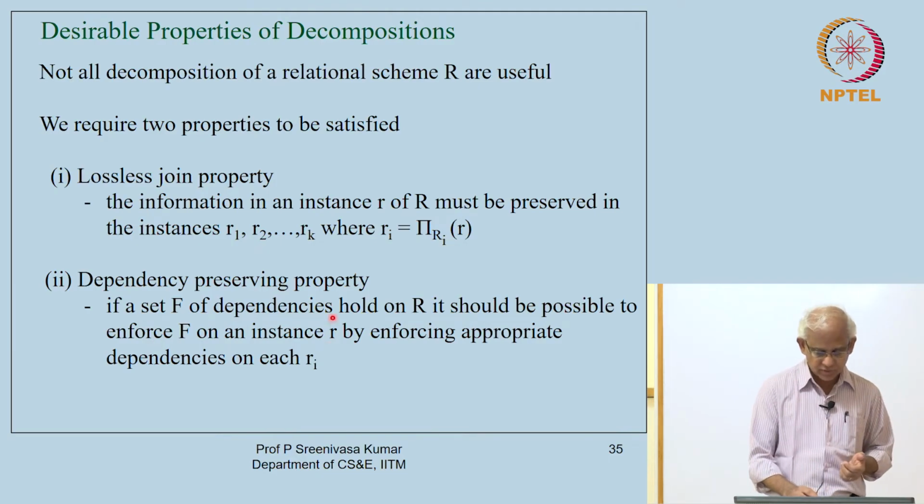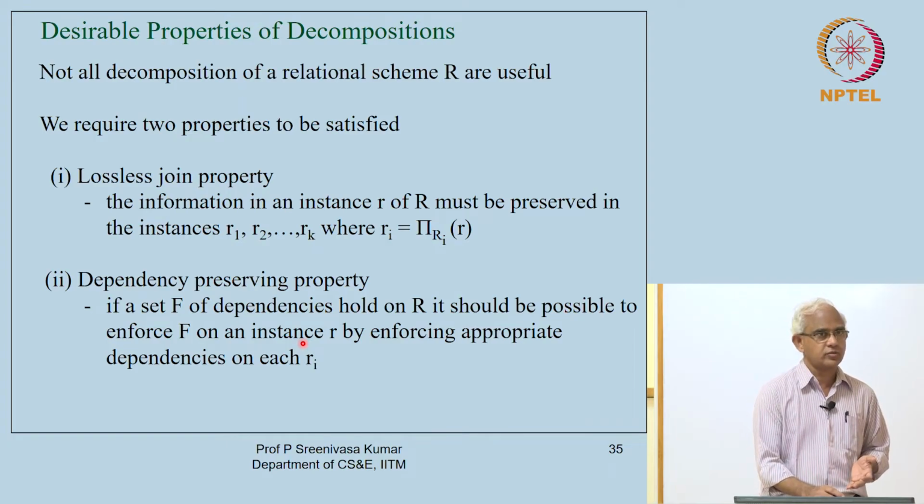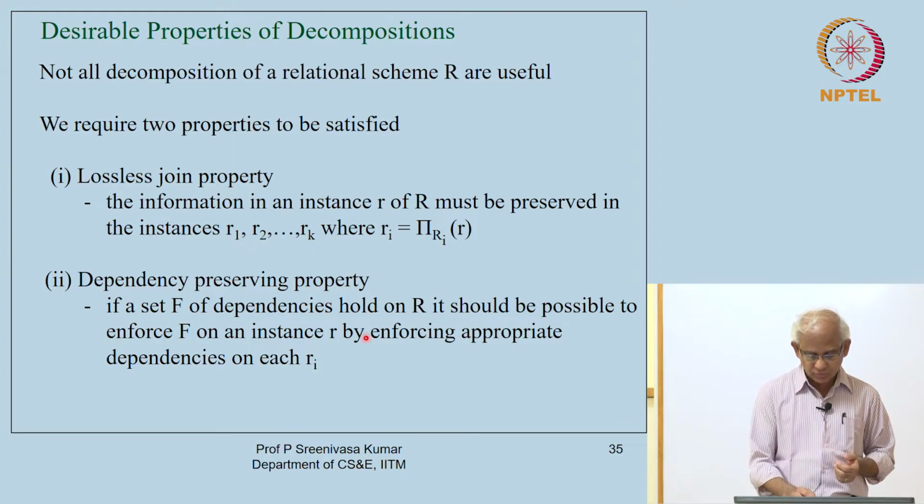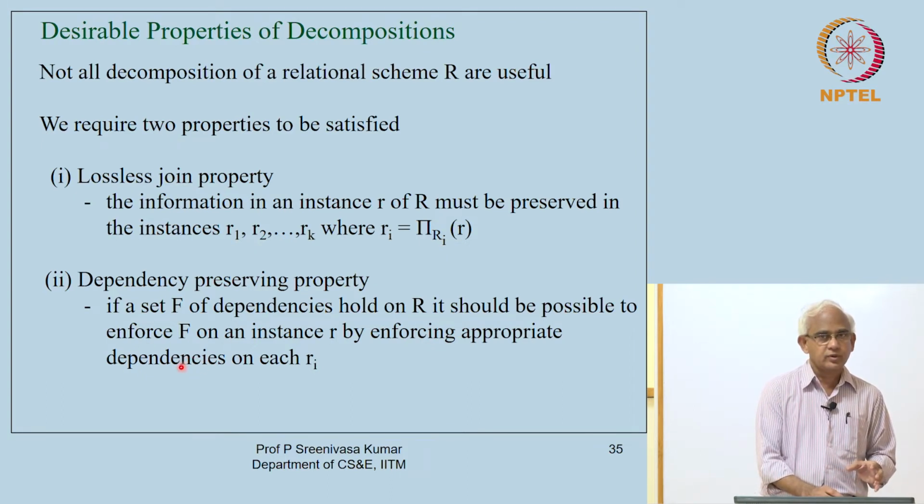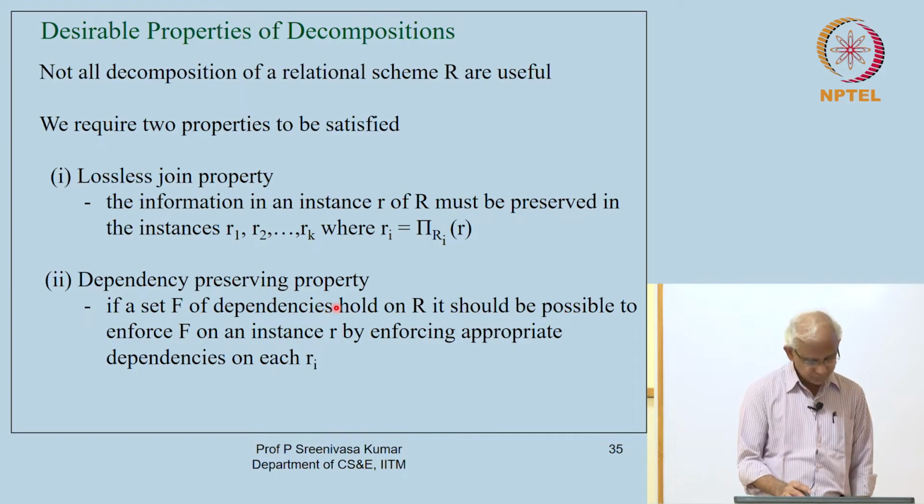So if a set of functional dependencies hold on R, it should be possible for us to enforce this set of functional dependencies. What do we mean by enforcing? Basically we want to see that the relation instance satisfies those functional dependencies. Either it is satisfying or not, we want to check that. So checking that should be possible by enforcing some appropriate derived functional dependencies on each of these Ri's. Okay. So these are the two properties that we will look for. Then we will go into a bit more detail into these things now.